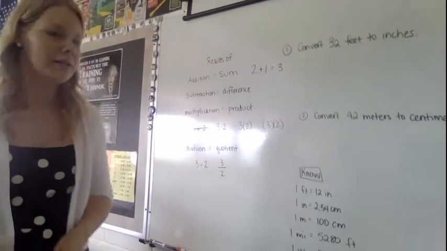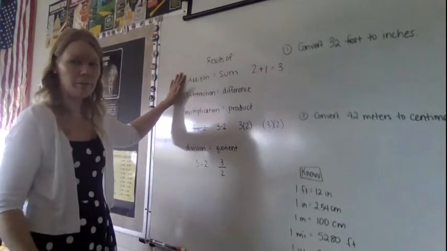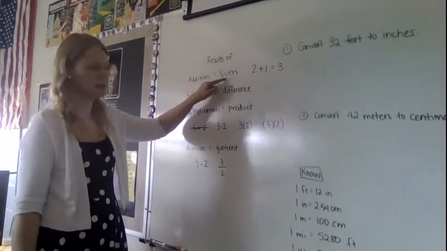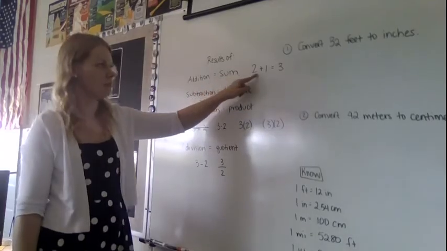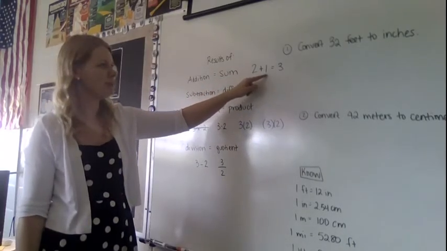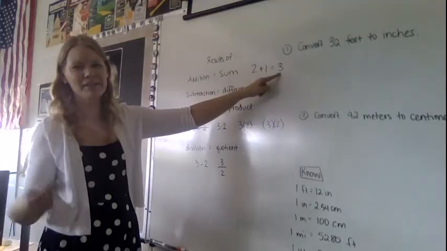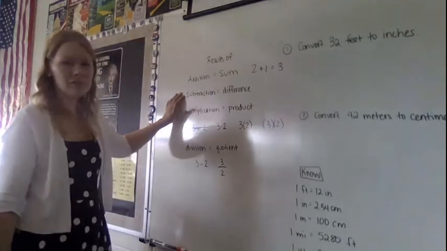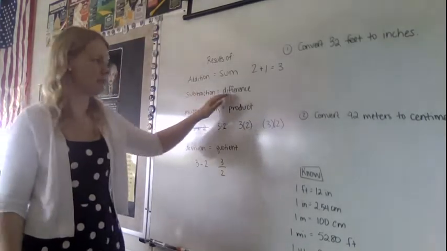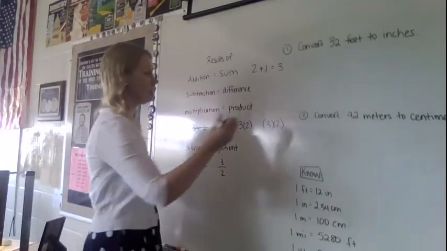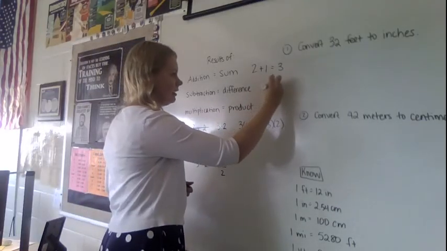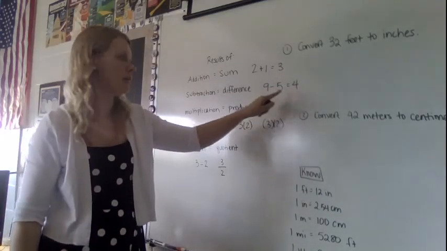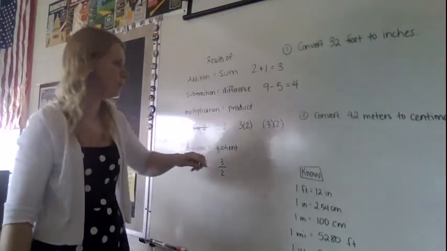All right. So we've got each of the four operations. The first one, addition. The result of addition is called a sum. So I've got an example here, just a very basic example. 2 plus 1 equals 3. 3 is the sum of 2 and 1. Okay. Subtraction. The result of subtraction is called the difference. So if we had a subtraction problem, let's say 9 minus 5 equals 4. We could say 4 is the difference between 9 and 5.